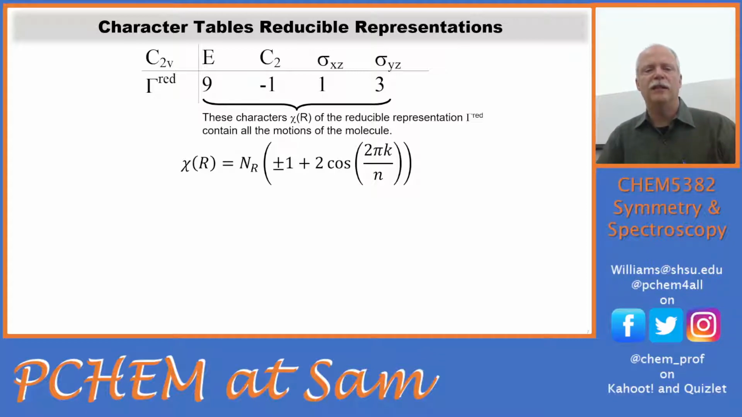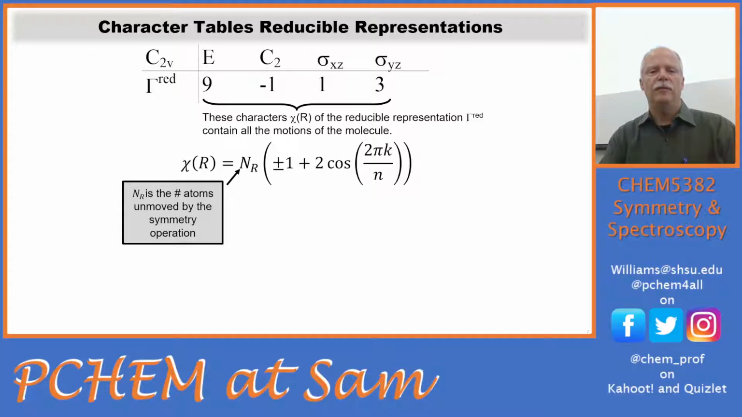And so let's unpack this equation here, because it's got a lot of new variables for you. This chi, the Greek character chi, represents the character underneath the symmetry operator. So this right here is what we're calculating. This N_R is the number of atoms unmoved by the symmetry operation. So if we're going to do E, then this is the number of atoms in my molecule that are unmoved. And we'll see the molecule in a second. It's water.